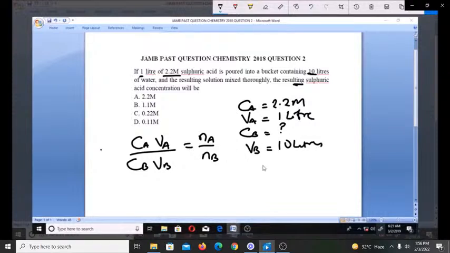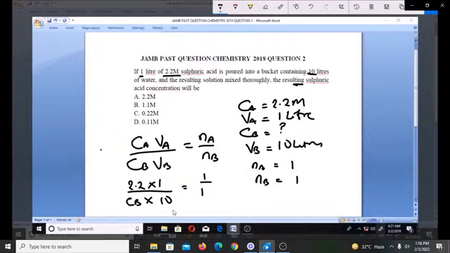Now, what is the number of moles involved? If you write the chemical equation, you will find out that Na is 1 and Nb is also 1. So if you fix this in the equation, Ca we already know is 2.2, so we have 2.2 times Va, which is 1, all over Cb. Cb we don't know, so we still write Cb times Vb, which is 10, equal to 1 over 1, which is 1.